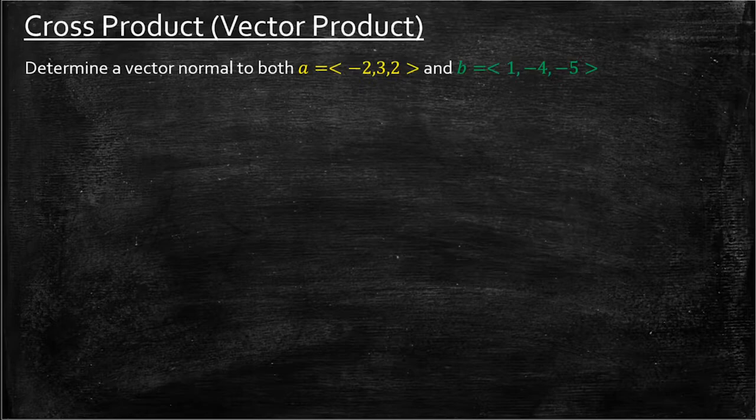Alright, so let's go through the answer quickly. To determine a vector normal to both of these vectors, they're asking us to find the cross product, because the cross product will give us a vector normal to both of the vectors inside the cross product. So what I'm going to do is A cross B, we'll set it up.